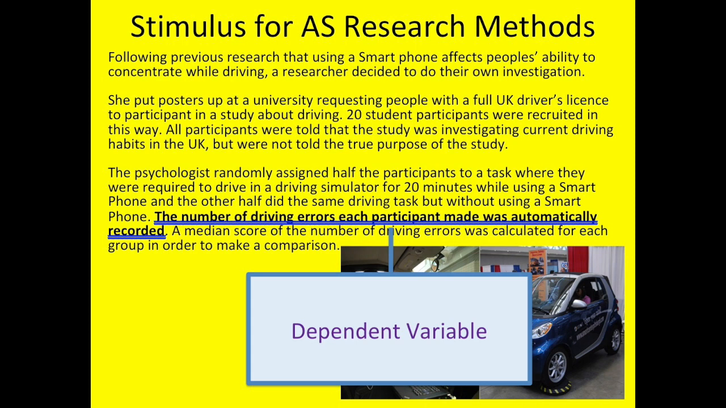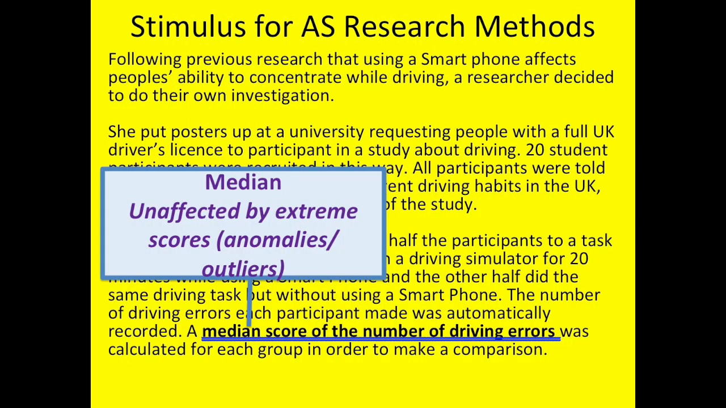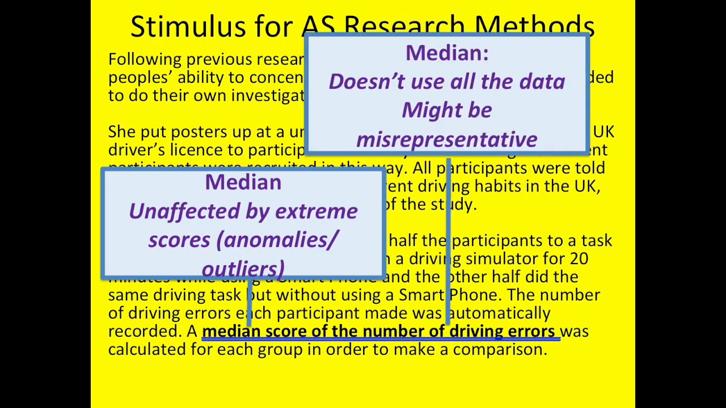Then I'd underline the number of driving errors was recorded because that is my dependent variable. That's how the researcher has measured whether the smartphone is making a difference to concentration levels. The next thing that I would underline is that the median score of the number of driving errors was calculated. So that median is your measure of central tendency, and I'd probably try and identify a strength and limitation of the median. So the median, a strength is that it's unaffected by extreme scores, which we sometimes call anomalies or outliers. However, a disadvantage or a limitation is that the median doesn't use all the data, or it might be misrepresentative.